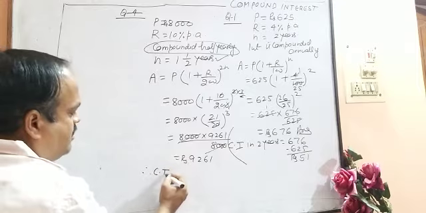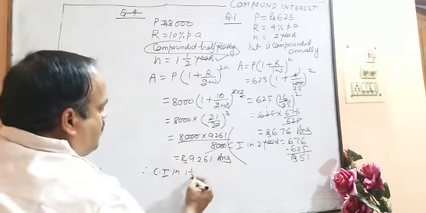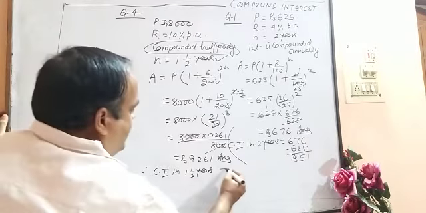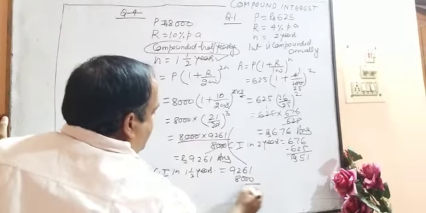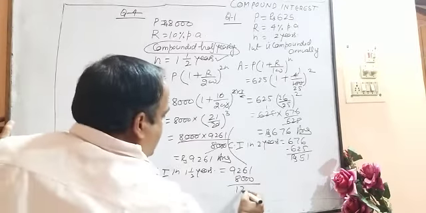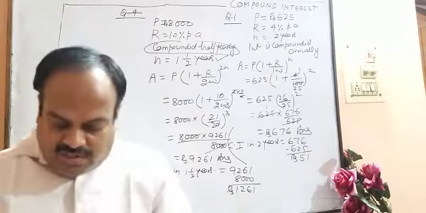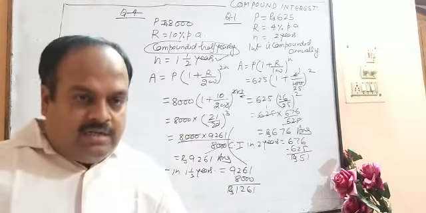Therefore, the compound interest in 1 whole 1 by 2 years will be 9261 minus 8,000, which is 1,261 rupees. Now another question.